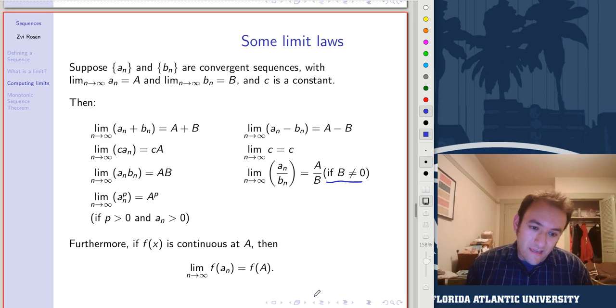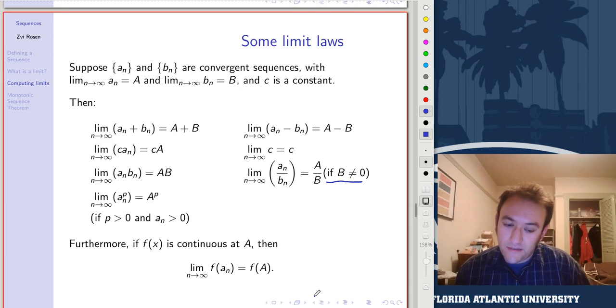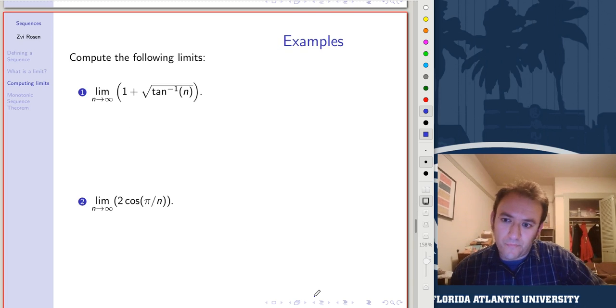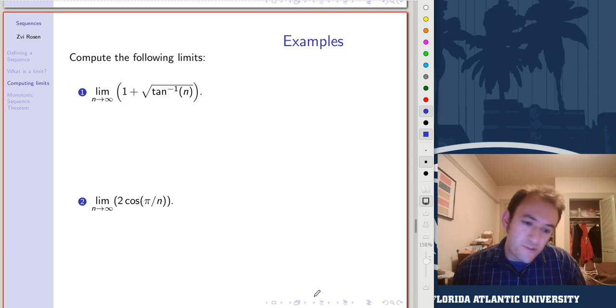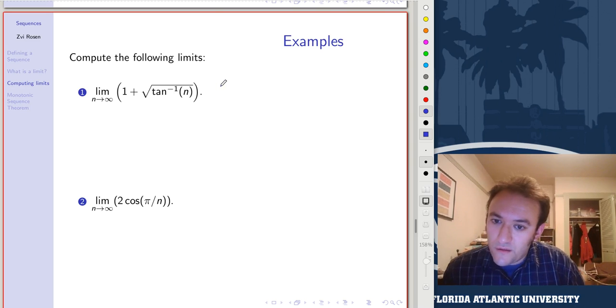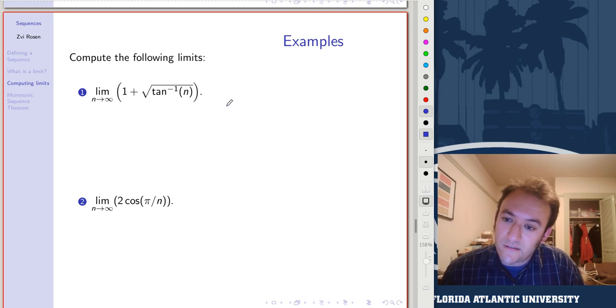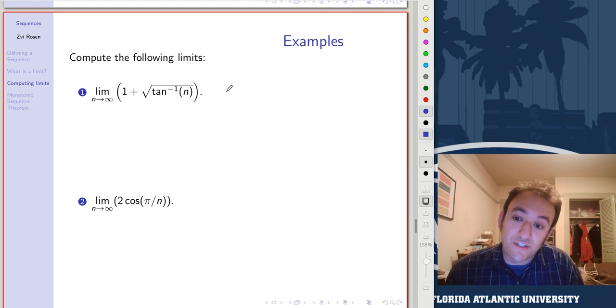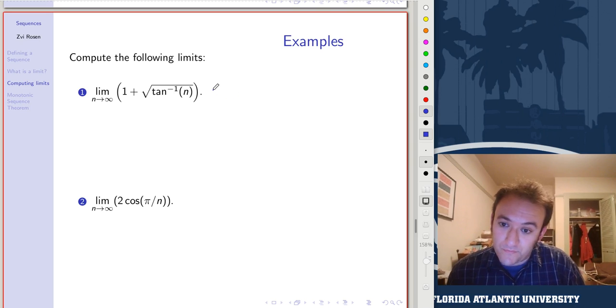I suggest using this or the corresponding table in the book as reference, but we're just going to try and get some practice with it, and hopefully with practice, they'll become more intuitive. So let's compute the following limits. We're asked to compute the limit as n approaches infinity of 1 plus the square root of arctangent of n.